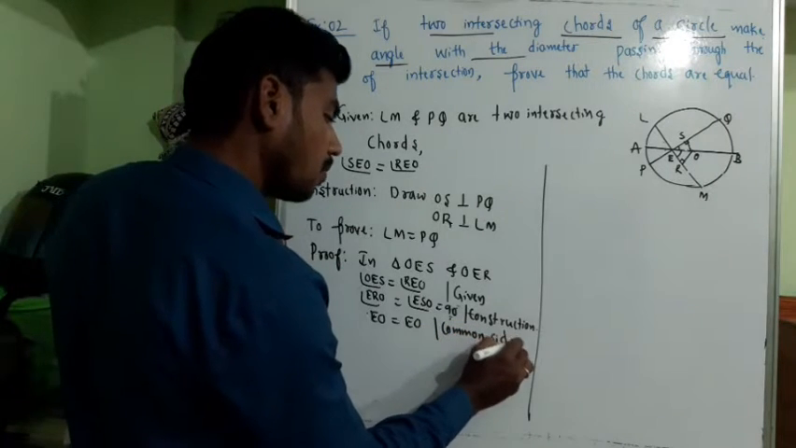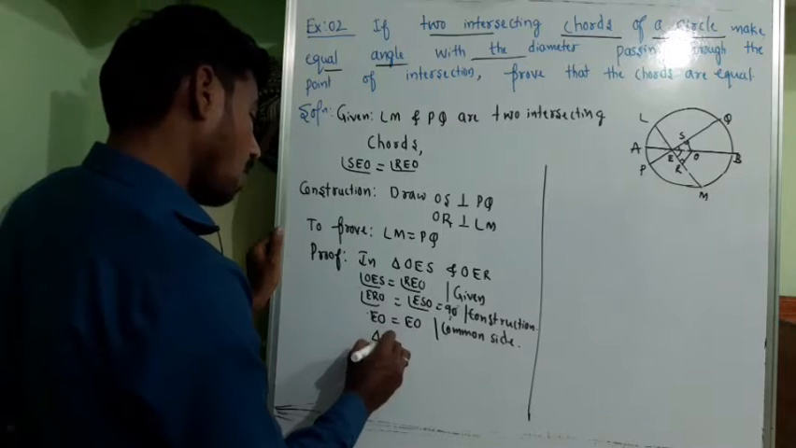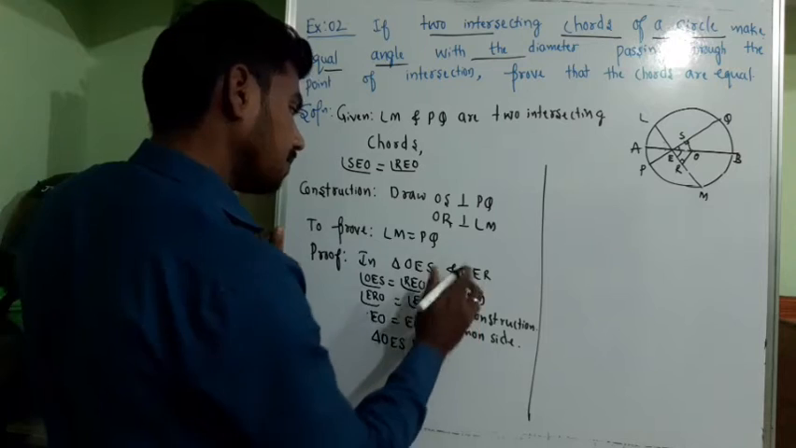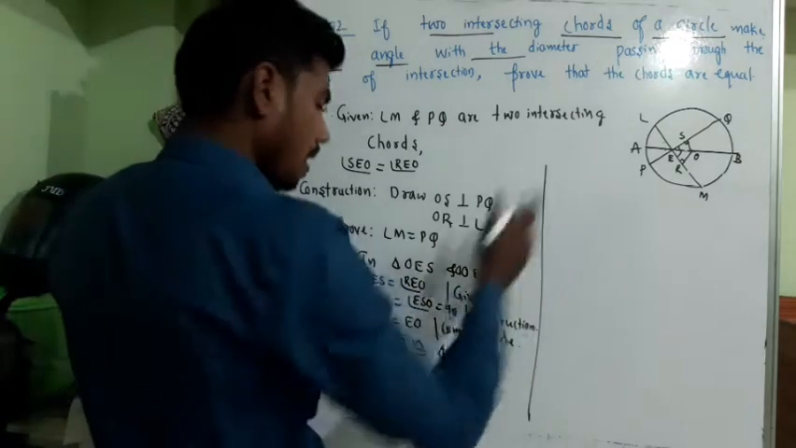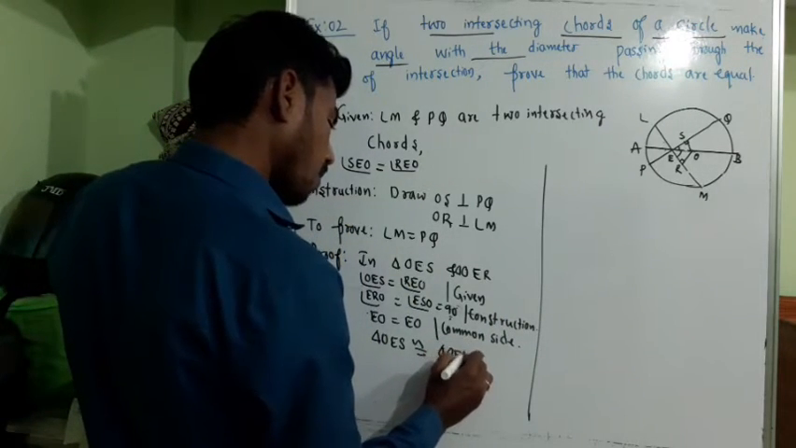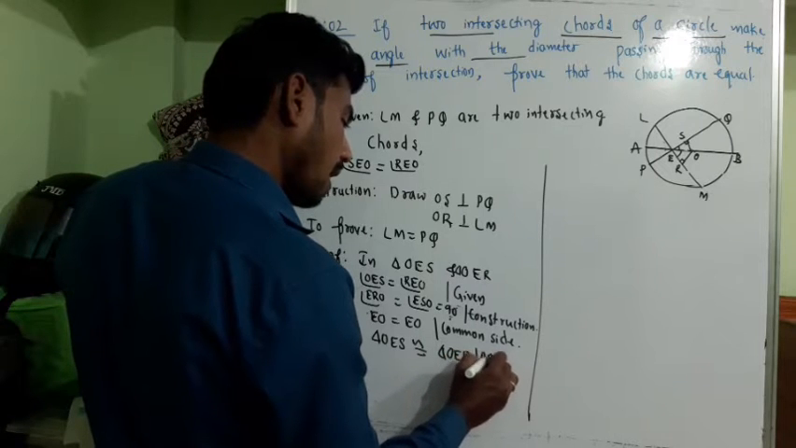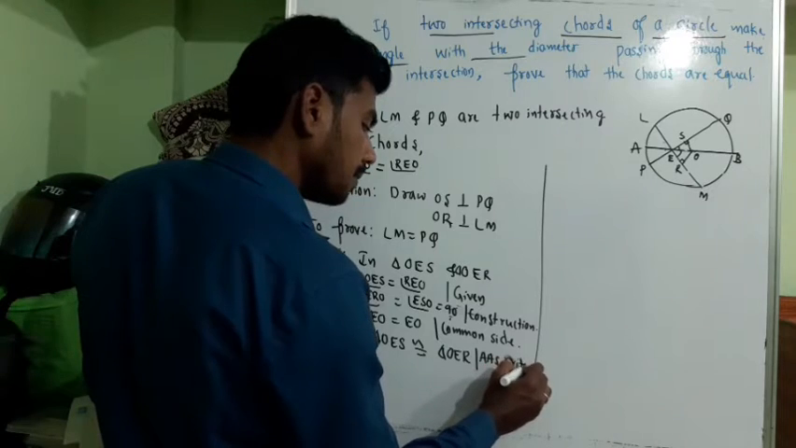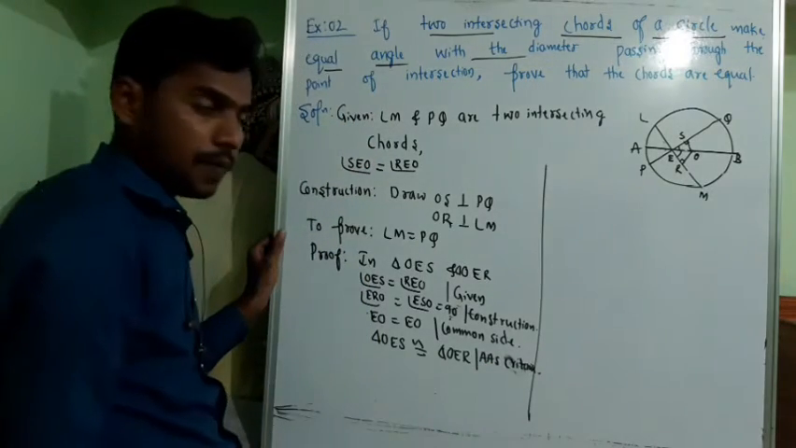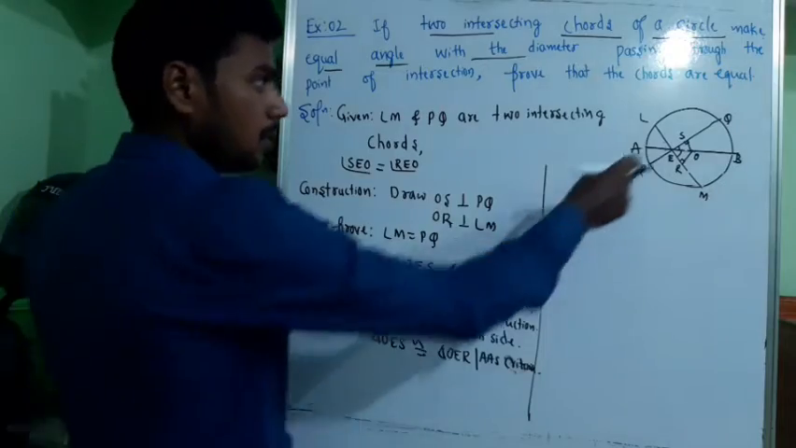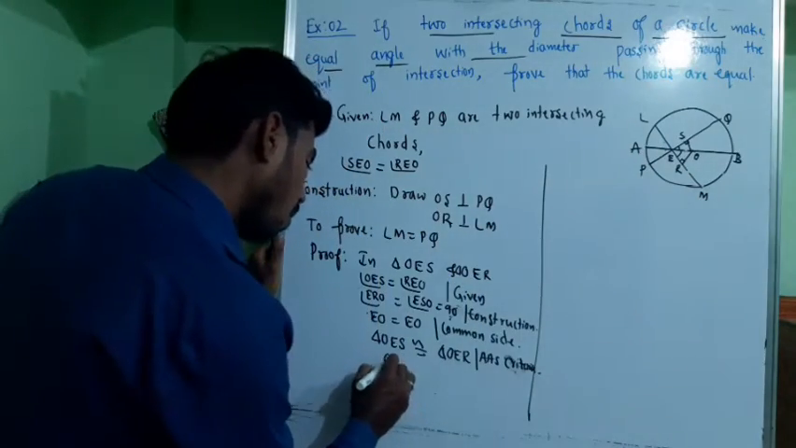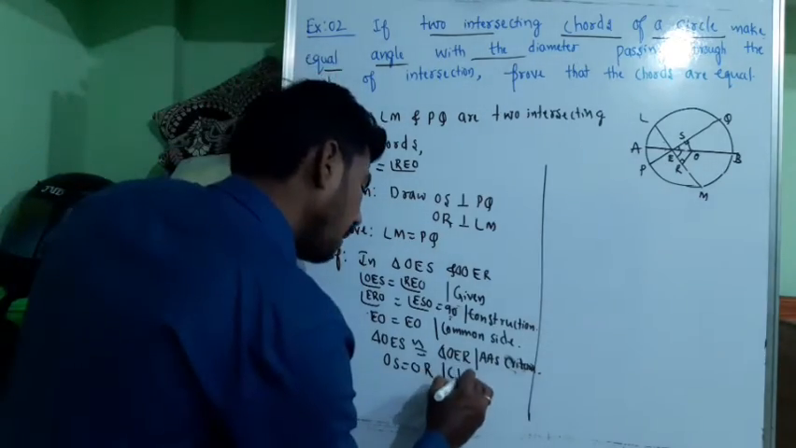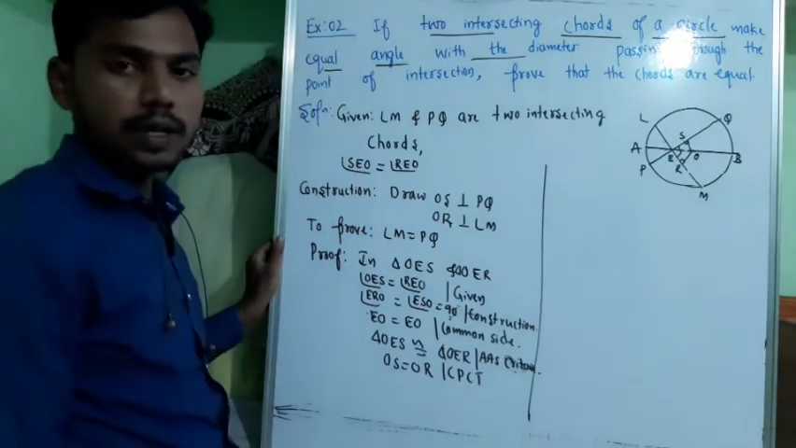Fine. Next, what I can write, triangle OES is congruent to triangle OER. Why? Because of AAS criteria. AAS congruence criteria. Fine. Now, since these two triangles are congruent, what can I write? OS is equal to OR. Why? Because of CPCT, corresponding parts of congruent triangles.